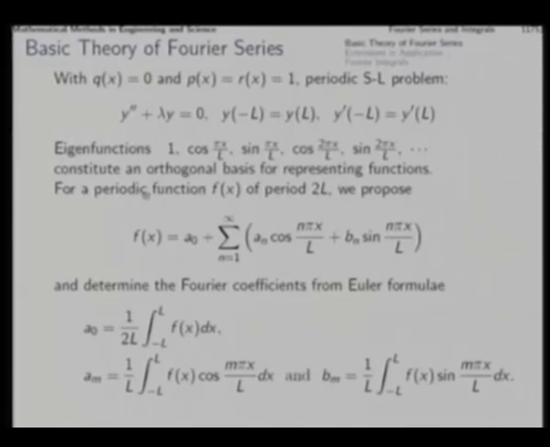So, if we want to take a periodic function, then whatever is the representation over this particular period minus L to L, that same thing will go on continuing from L to 3L, 3L to 5L, and on this side minus 3L to minus L, minus 5L to minus 3L, and so on. So, if we have a periodic function of this period, then we can propose the function in this manner as an infinite linear combination of these basis members, and we can determine the Fourier coefficients like this, which we can derive.